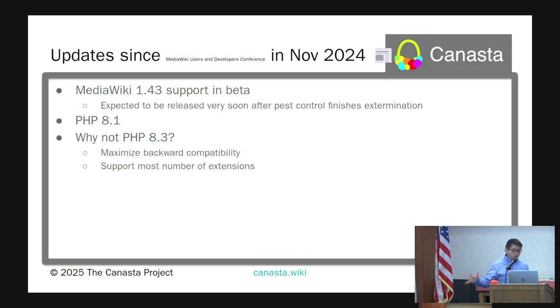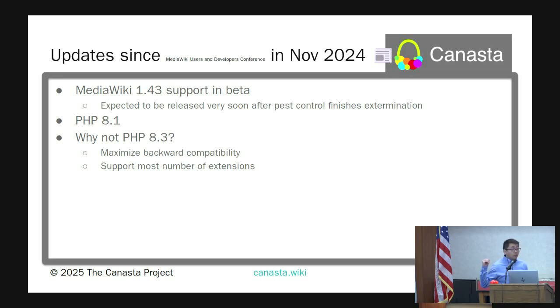What have we done since November 2024? In December of last year, MediaWiki 1.43, the latest LTS version, was released. That happens once every 2 years. Canasta support is now in beta, and by beta we mean you can use it. There might be a few bugs to squash, but it's pretty much ready to go. So you can help us do pest control if you'd like.